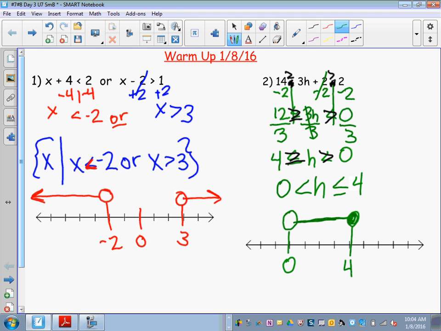This is an and statement. It's all smushed together. It's one big sandwich, so we should have our shading in between. Again, notice I labeled my number line and I marked where my circles were and what numbers those were. Questions on that? Okay. Let's go over homework before we take our mini quiz.